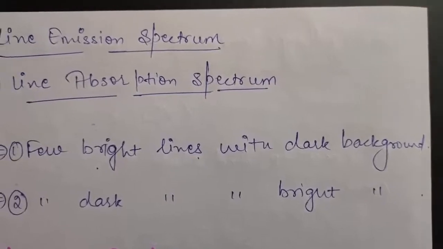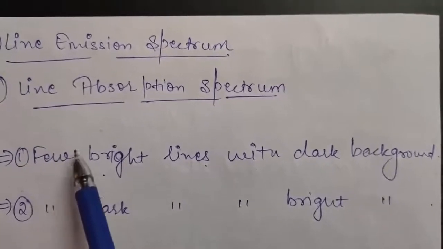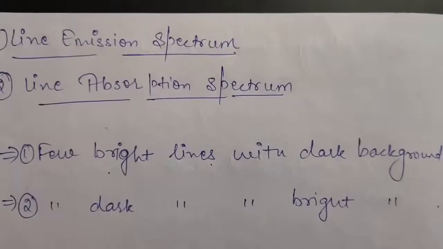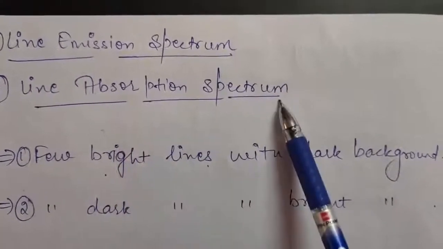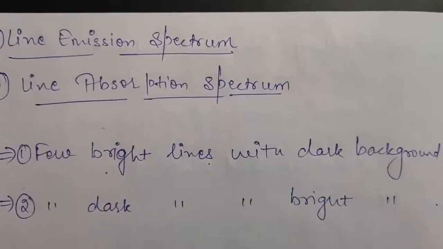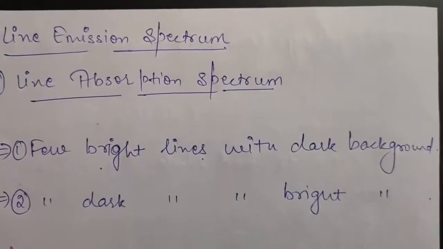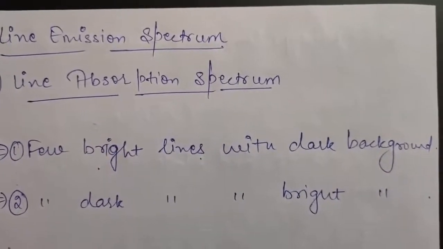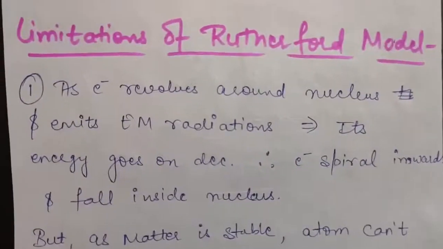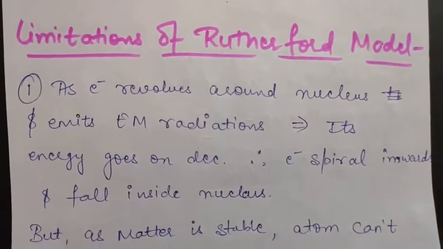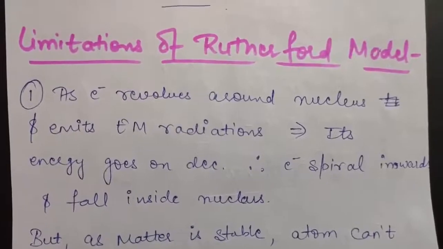For here you can just remember that the line emission or line absorption spectrum is a line spectrum, not a continuous spectrum, because this will be nothing but a limitation of Rutherford model. So studying this atomic spectra, let us now discuss what the limitations of Rutherford model are.